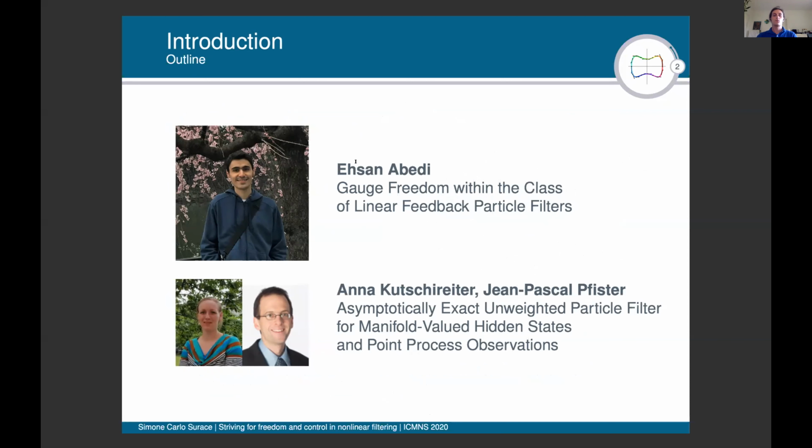One of them was with Ehsan, who was a visiting master student in our lab, and is really about the gauge freedom, what we call, I will talk about this later, within particle filters in general. And with Anna and Jean-Pascal, we worked on unweighted particle filters for point process observations, and for hidden states which are living in a manifold.